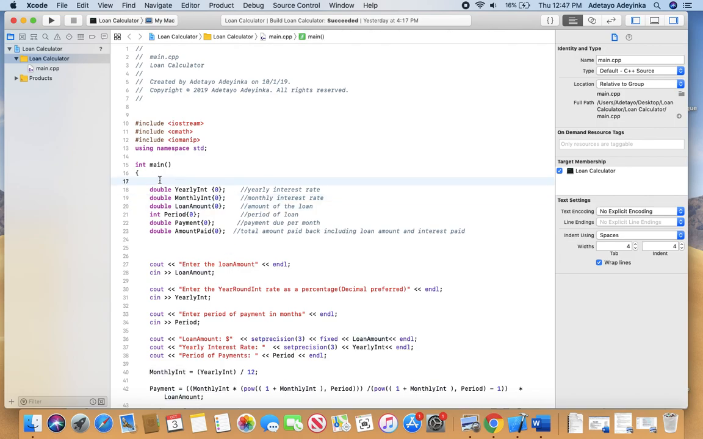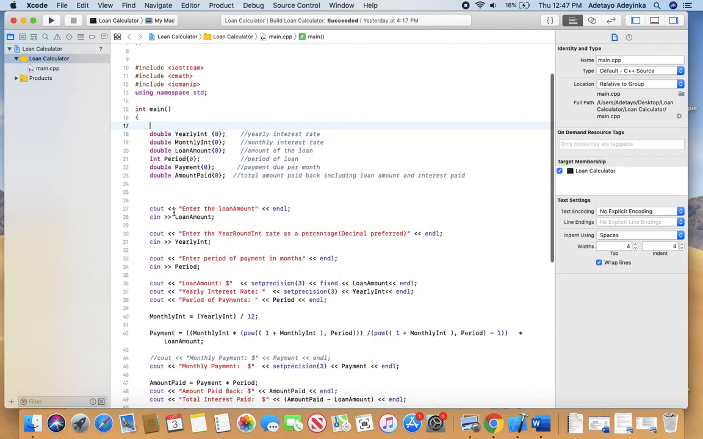So over here we assigned a double because double basically has more precision than a float does. And we assigned different variables like the yearly interest, the monthly interest rate, the loan amount, the payment due per month, and the amount to be paid. First, we want to enter the loan amount. Then we want the computer to read it, so we use the cin.